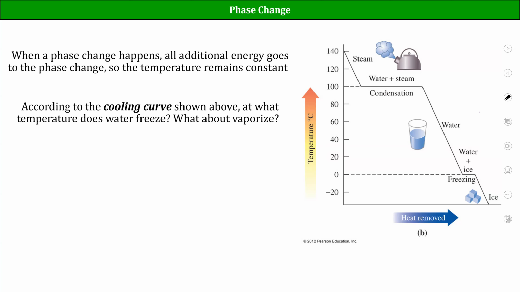As shown here, it's a cooling curve. What we're really looking at here is the temperature of a bunch of water as we take energy away from it. As we remove energy from this water, initially we're starting at 140 Celsius. So we're starting at steam, gaseous water. As we take energy away from it, the temperature drops until what? What's happening?